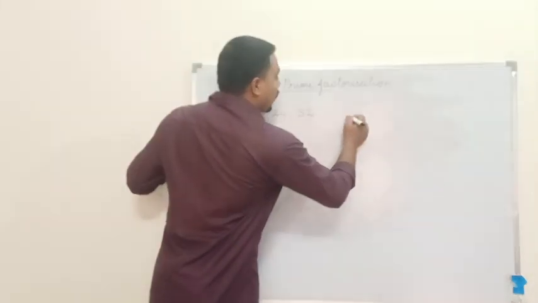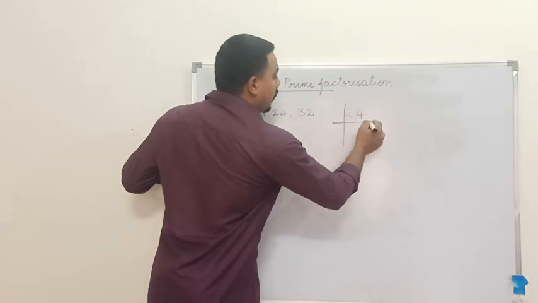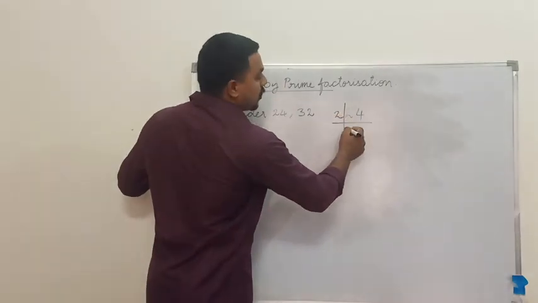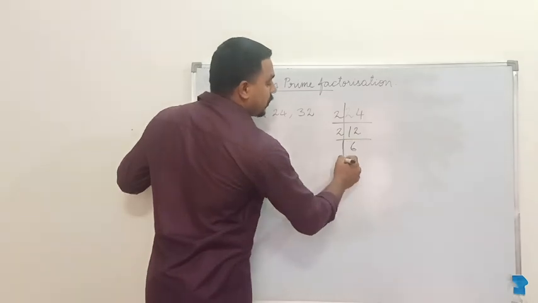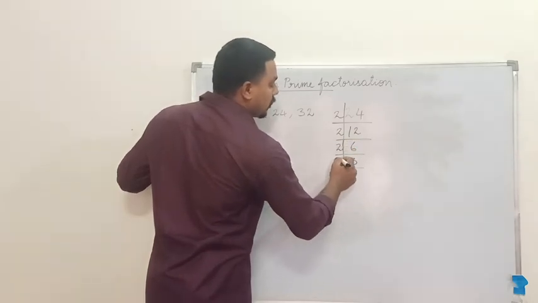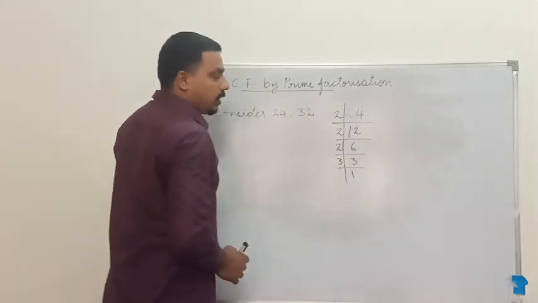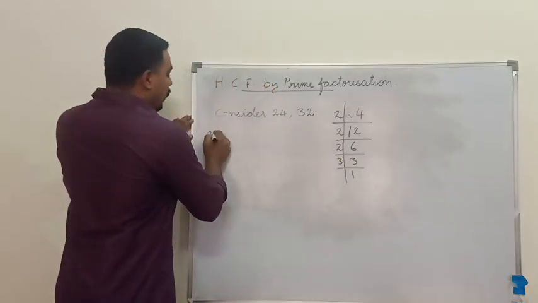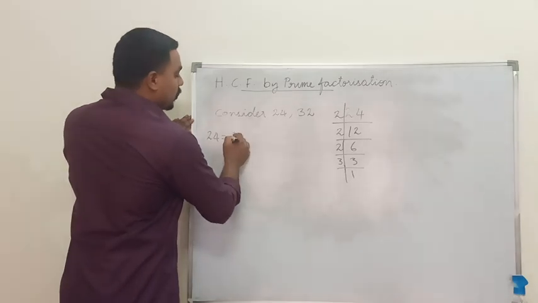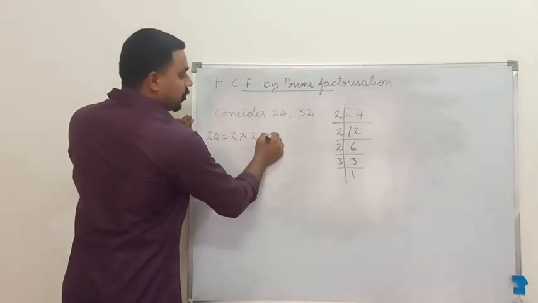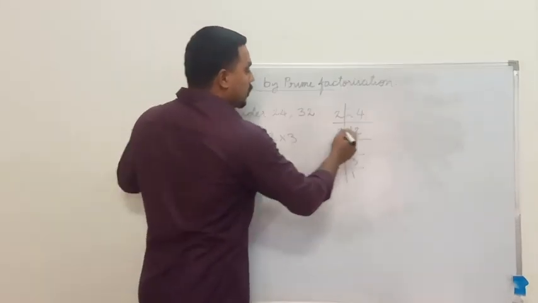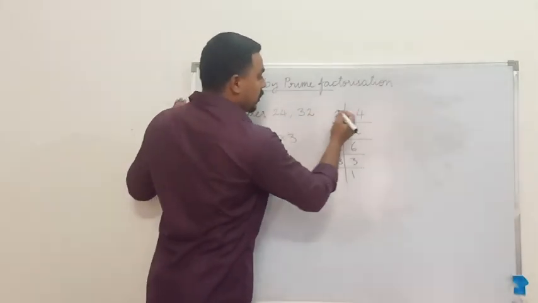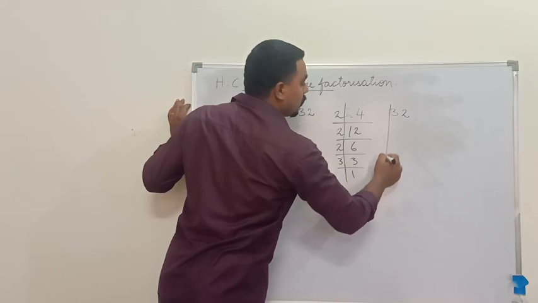Okay, 24 divided by 2 is equal to how much? 12. 12 divided by 2 is equal to 6. 6 divided by 2 is equal to 3. 3 divided by 3 is equal to 1. So 24 is equal to 2 into 2 into 2 into 3.